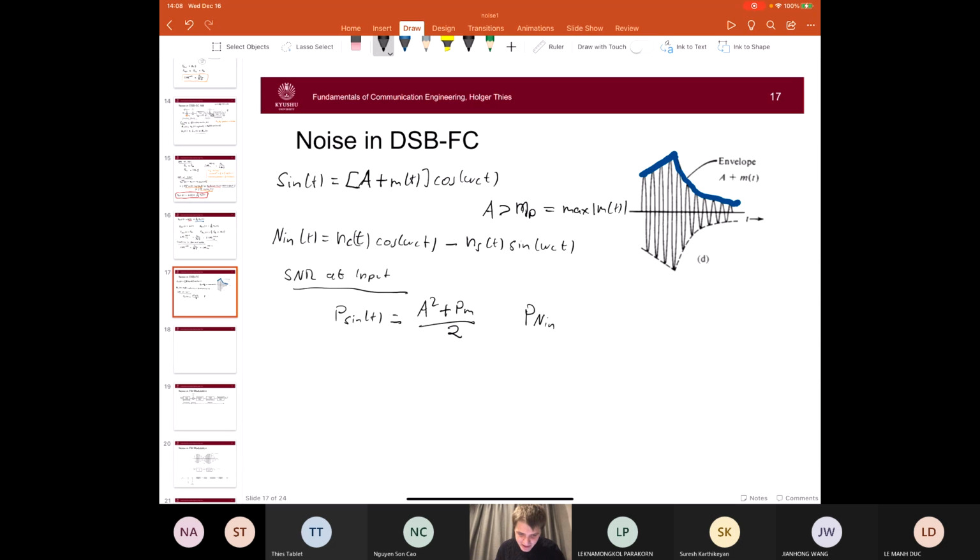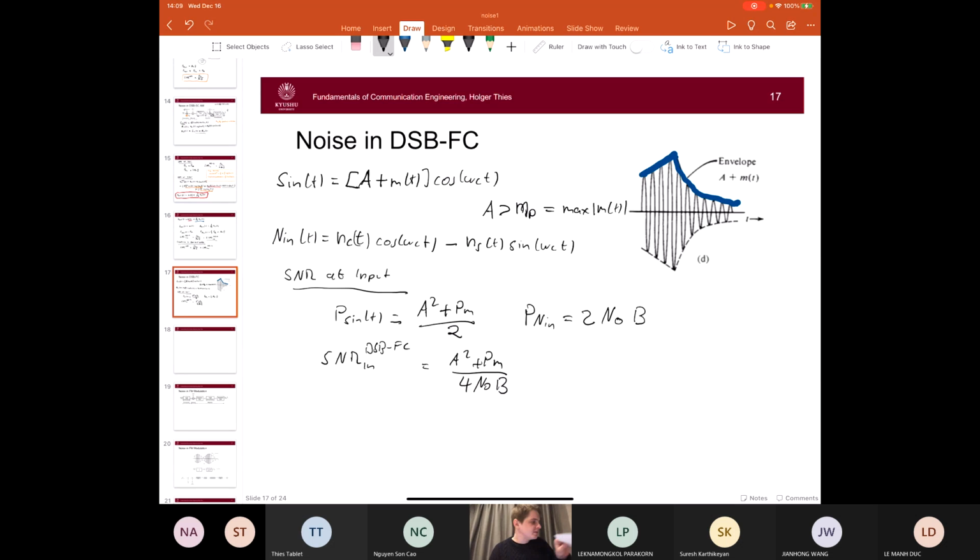And the power of the input noise is what we have always used in this lecture. So what we have shown in the previous slides is 2 times N0 times B. So this is the power that we always have for bandpass white noise, which means that the signal to noise ratio at the input for double sideband full carrier is A squared plus Pm, the power of the message signal, over 4 N0 times B, right? So just the power of the signal divided by the power of the noise.